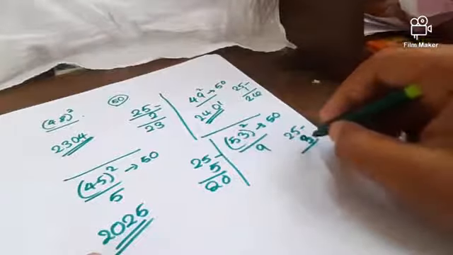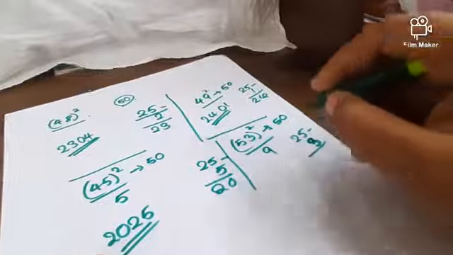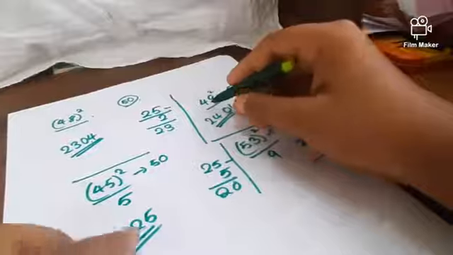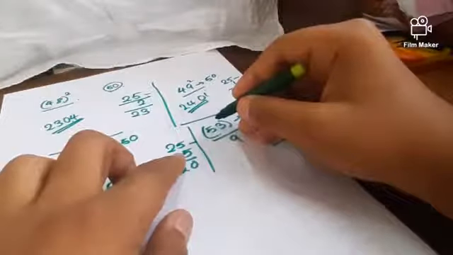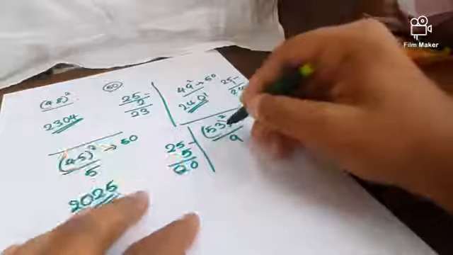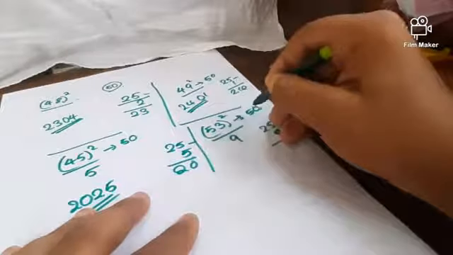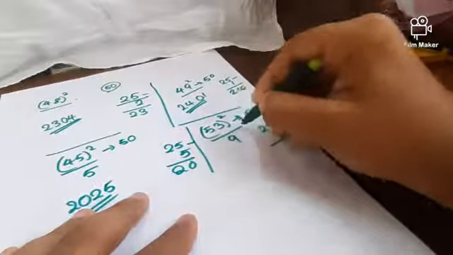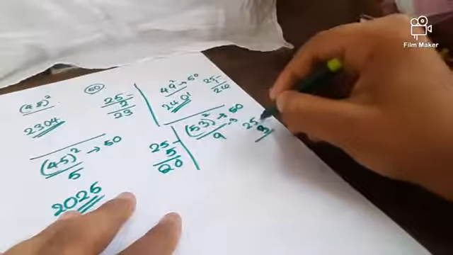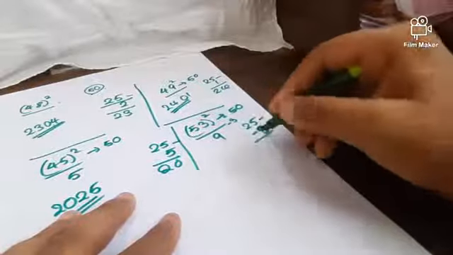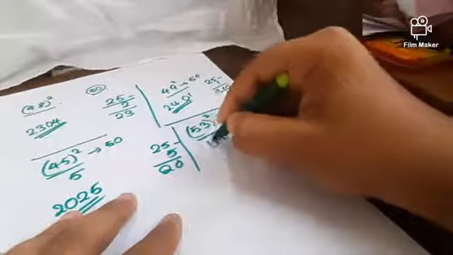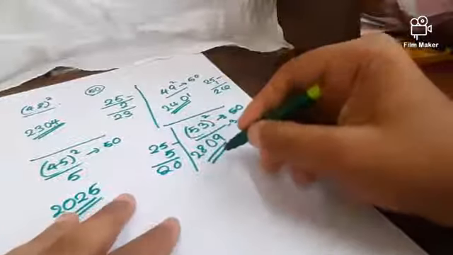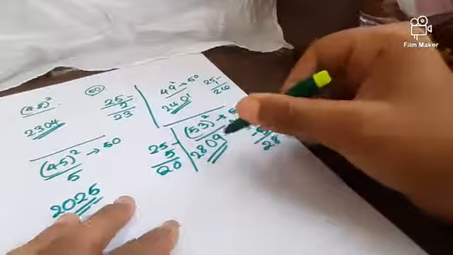But this is wrong. We all know that when a number is less than 50, we take the difference as positive. When a number is greater than 50, we will take the difference as negative. So the difference is negative 3. So 25 minus negative 3 will be 28. Just put it here, 2809. Isn't it the same answer we got before?